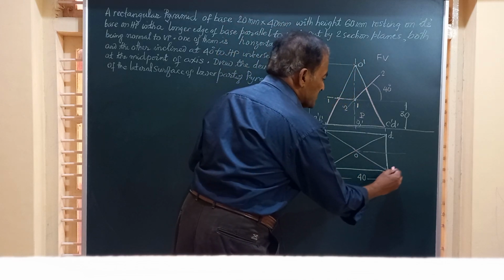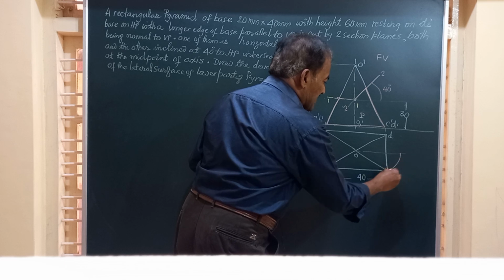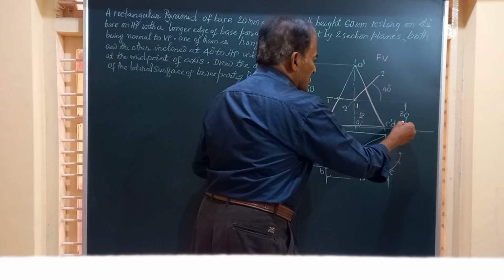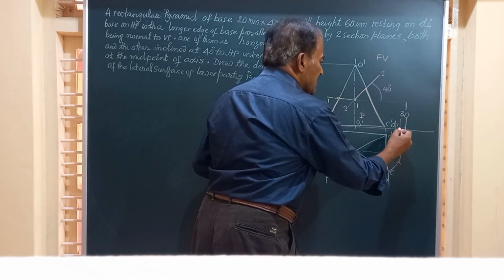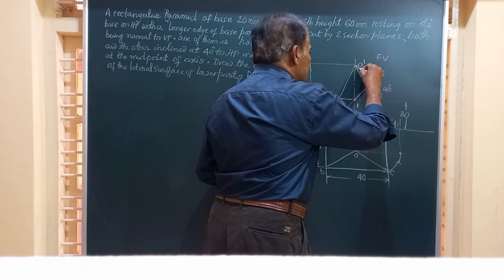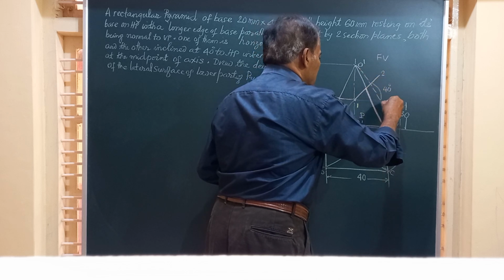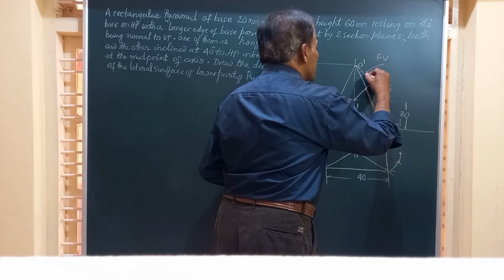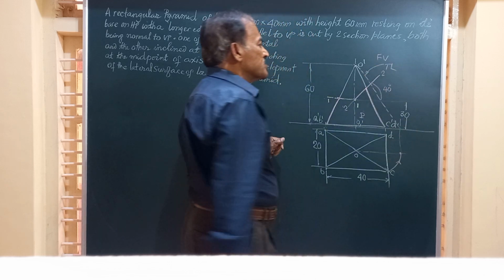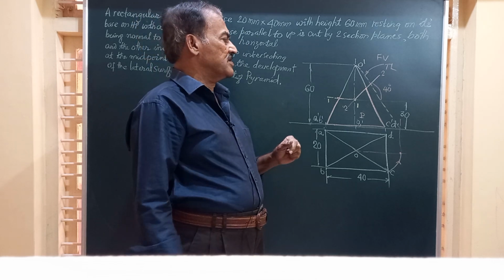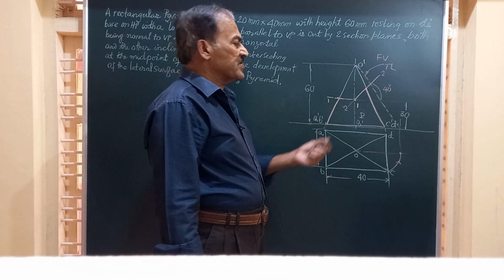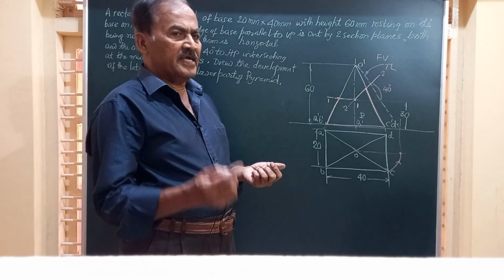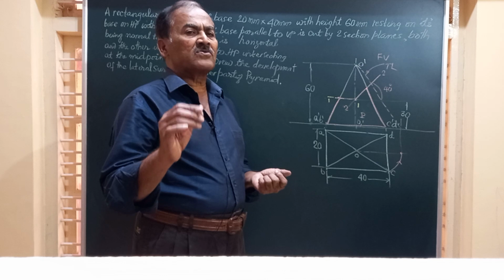Taking O as center, OC as radius, I draw an arc. And this arc will meet the line drawn through O here. Draw a vertical line from there. It will cut XY here. Join that. This particular line I am drawing, the dotted line, will give you the true length of the slant edge. This is the most important part of the question.